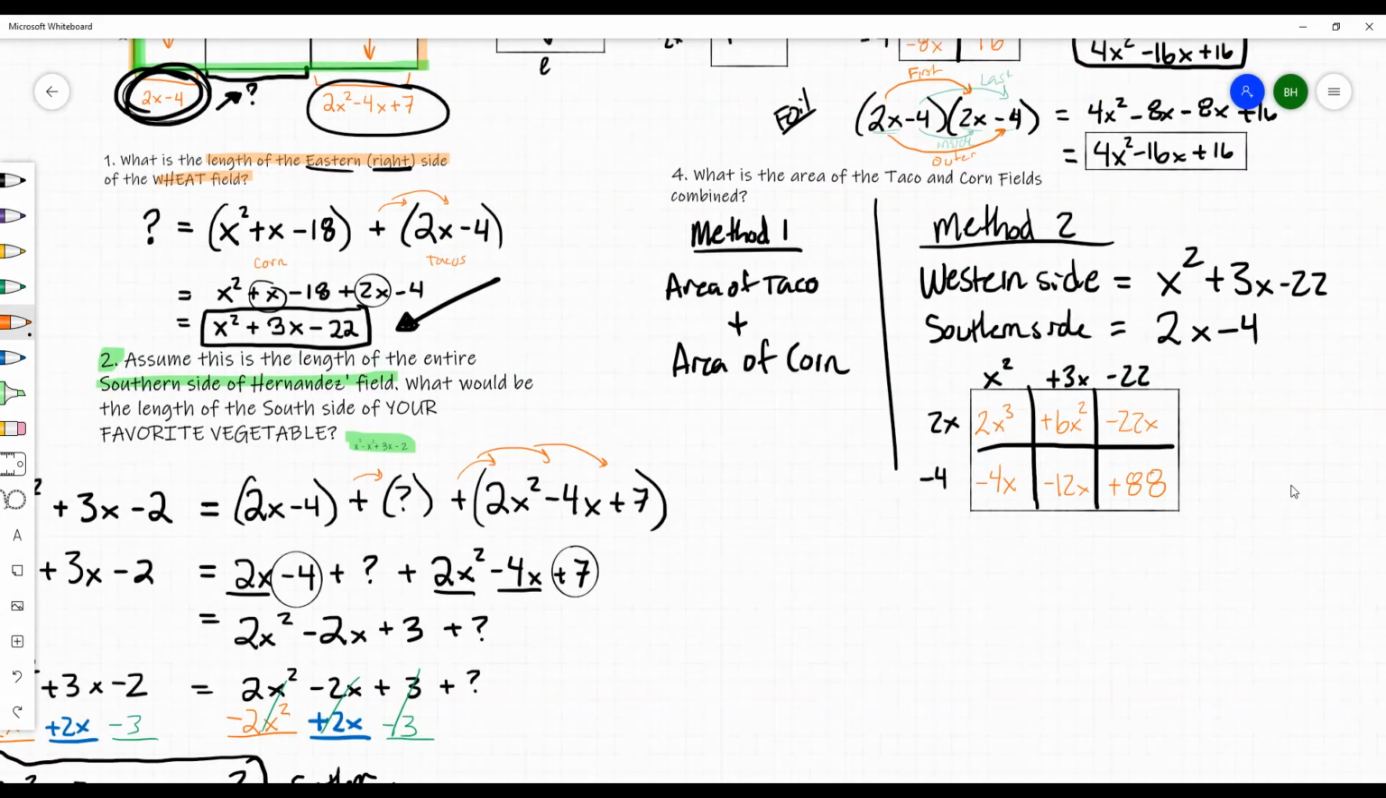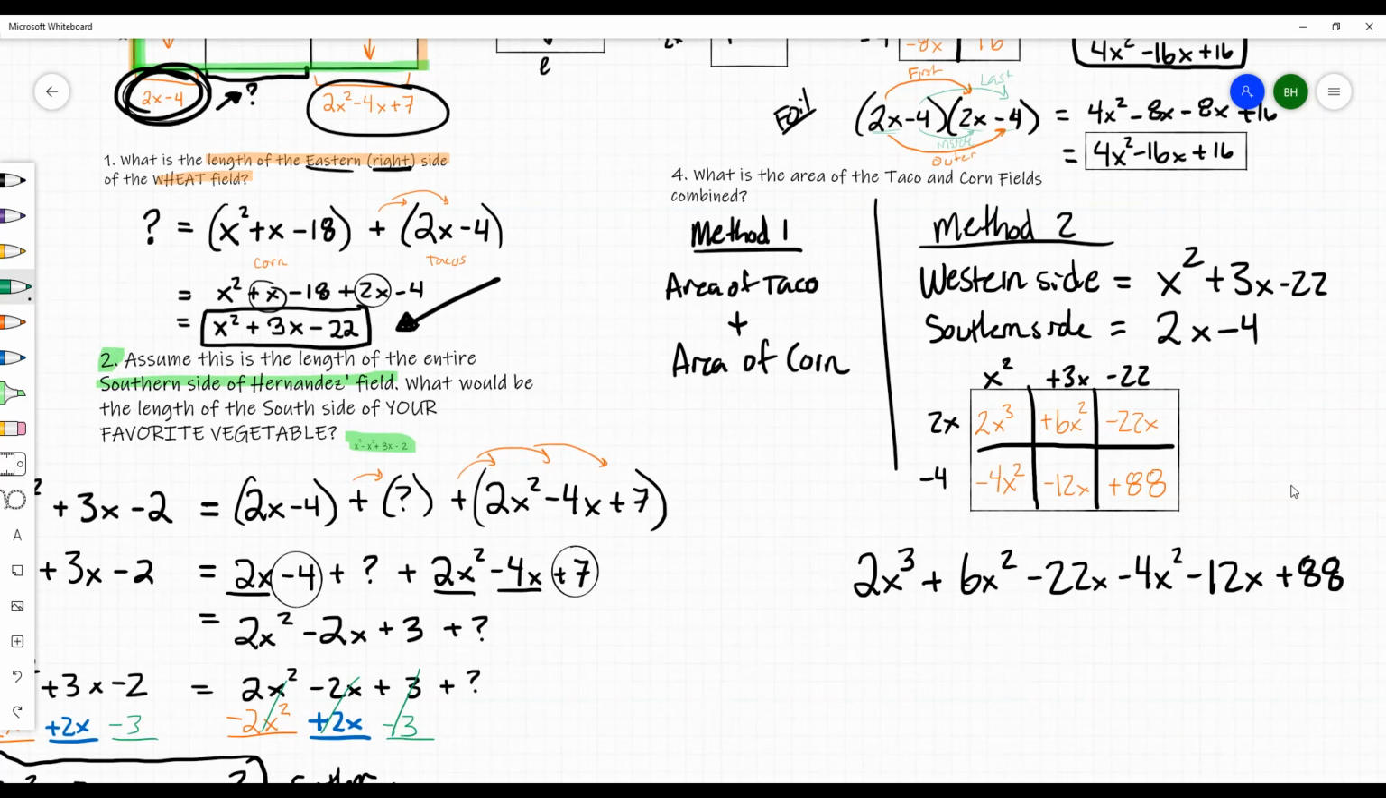And then just like before, we're going to take all those values, put them together. So we have 2x cubed plus 6x squared minus 22x. Oops, I made a mistake here. Down here, it's negative 4x squared. So I'm going to fix that in just a second. So I got negative 4x squared minus 12x plus 88.